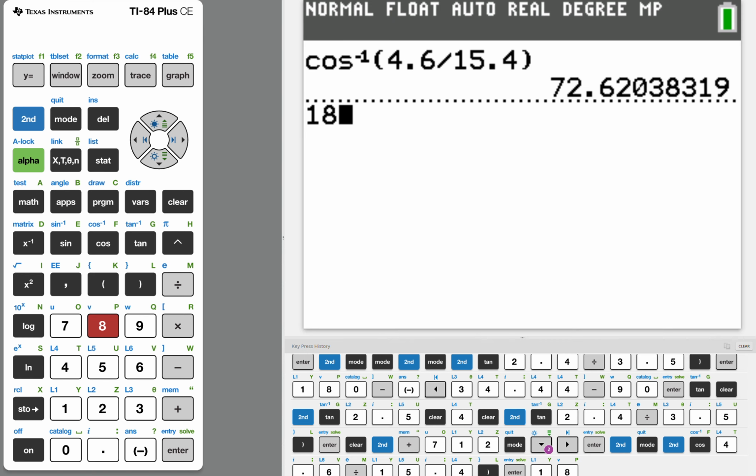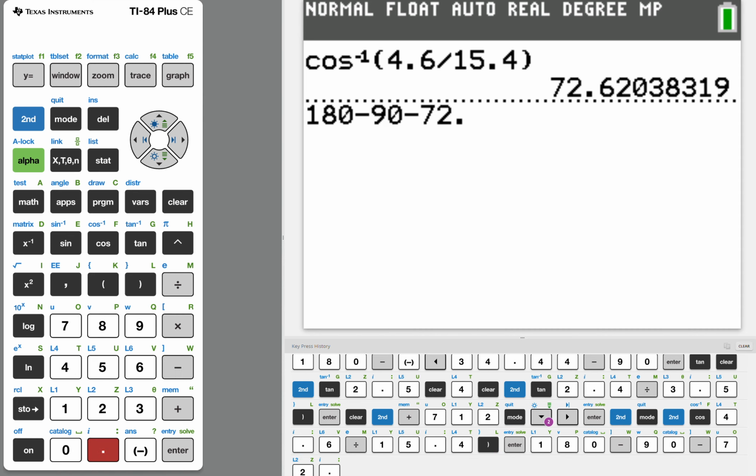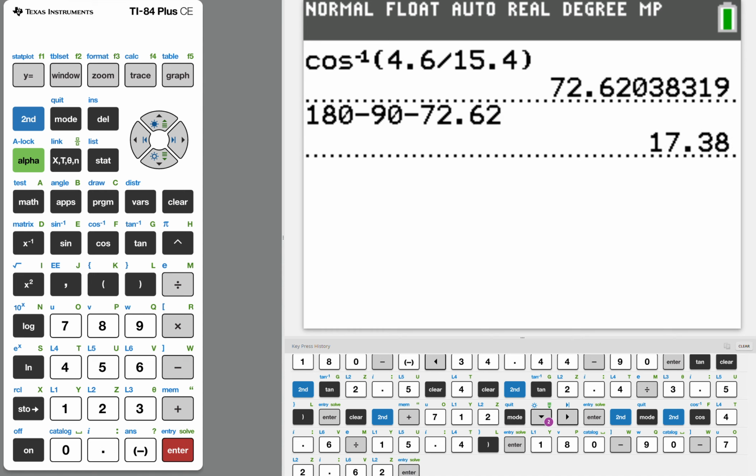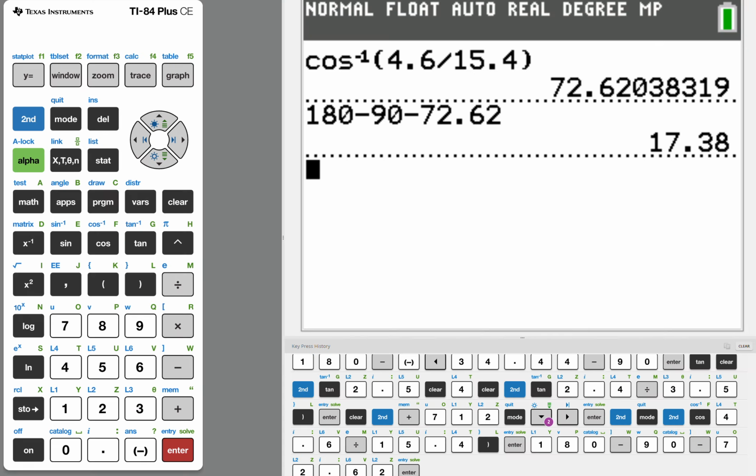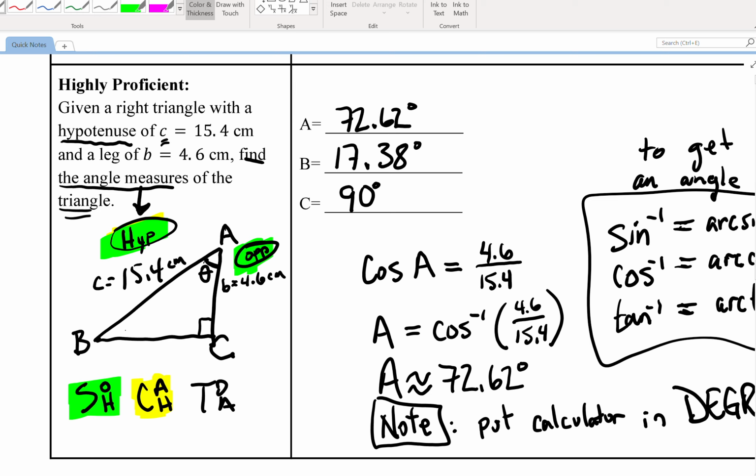I got 180 minus the 90 degree angle, and then minus the 72.62 degree angle, and that would give us 17.38. So this is, let's change that back to black, 17.38 degrees. Let me double check that that's what I got. Yes, 17.38 degrees, and those are your answers. That's how you do it.